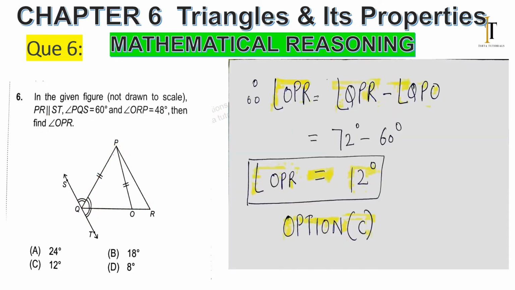Now from the figure, it's clear that angle OPR is equal to angle QPR minus angle QPO, which you can find from here. On substituting the values, that is 72 minus 60, which is equal to 12 degrees. That is option C. Students, if you are finding it difficult or lengthy, please try to practice it again.